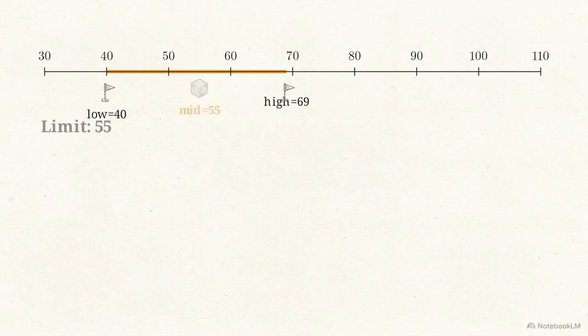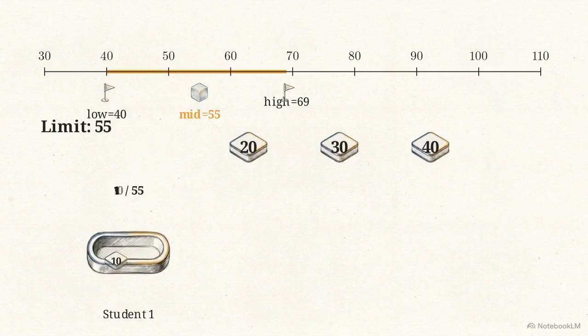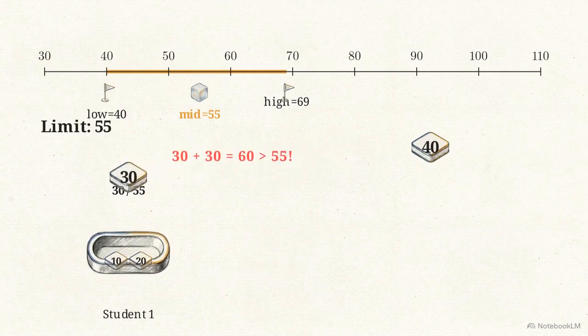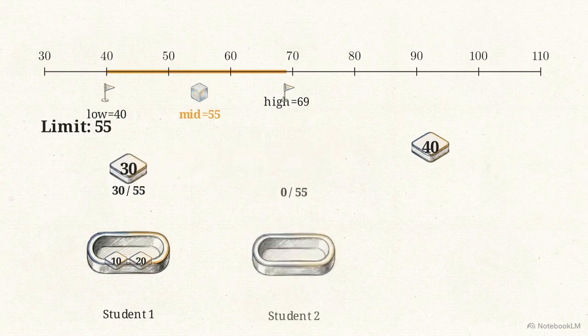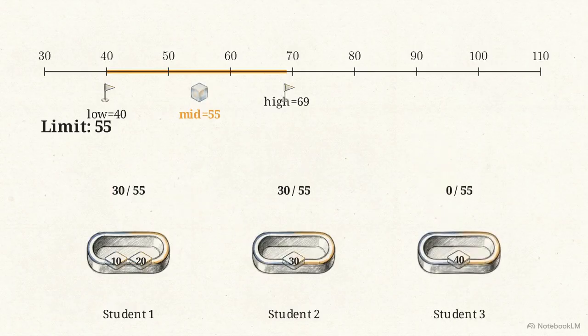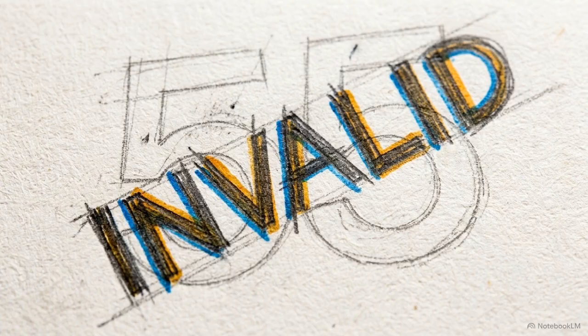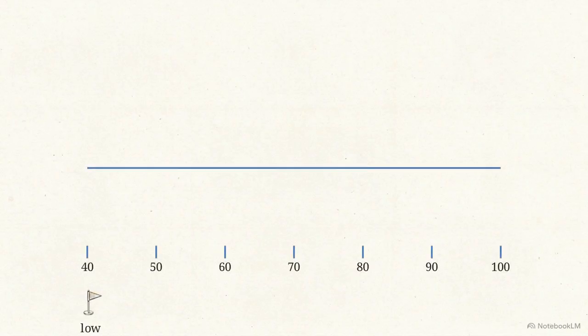Let's look at a new test where the midpoint is 55. Student 1 takes the 10 and the 20 for a total of 30. The next book is 30, which would put student 1 over 55, so that book goes to student 2. Finally, student 3 has to take the 40-page book. We now need 3 students to keep everyone under 55 pages, but we only have 2 students available. This means a limit of 55 is impossible. To find a valid range, we must increase the limit by moving our low pointer to mid+1.